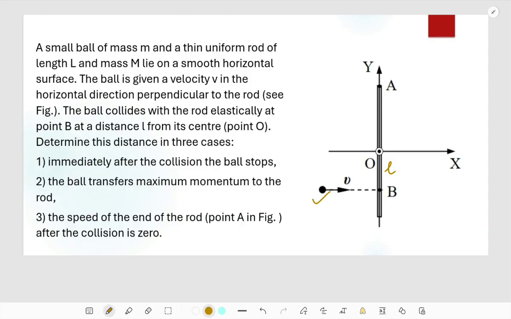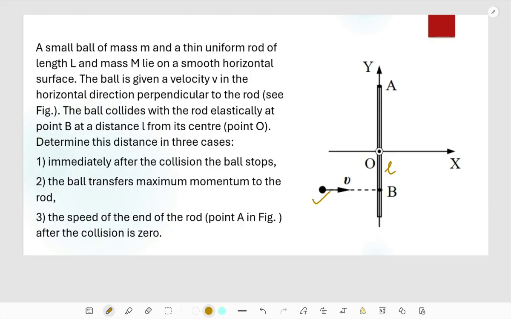Since the collision of the ball and the rod is elastic, and the system of bodies, that is rod plus ball, is not affected by external forces along the horizontal surface, we are going to use all three conservation laws: the law of conservation of linear momentum, the law of conservation of angular momentum, and the law of conservation of kinetic energy, since the collision is elastic.